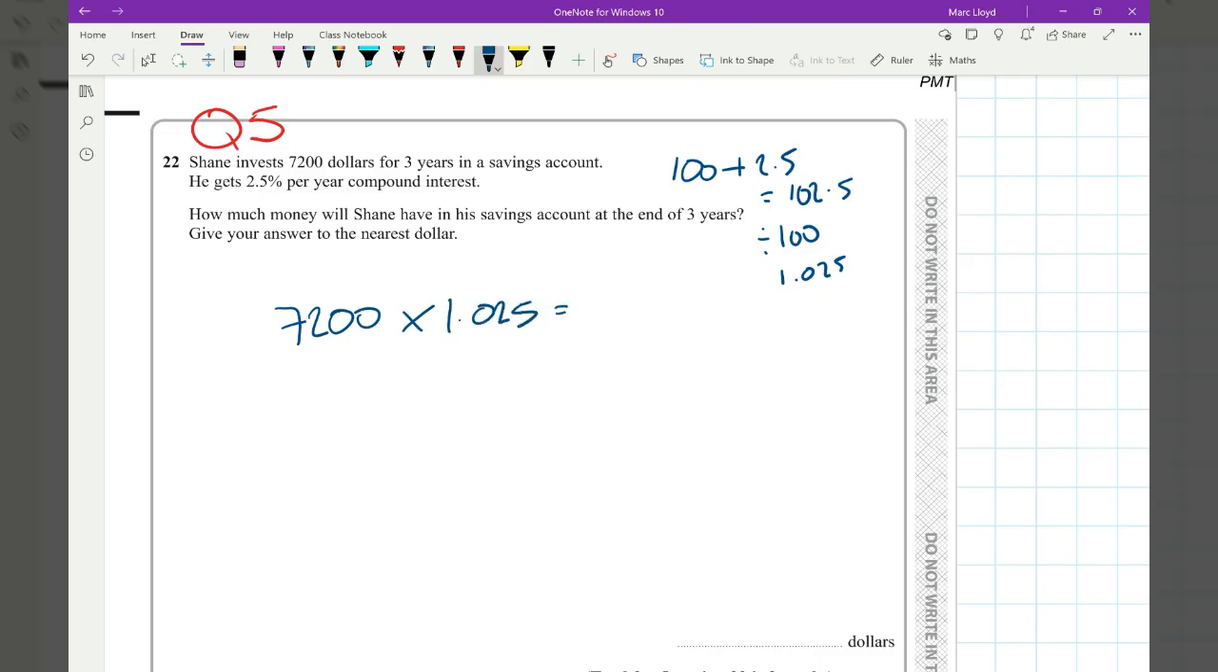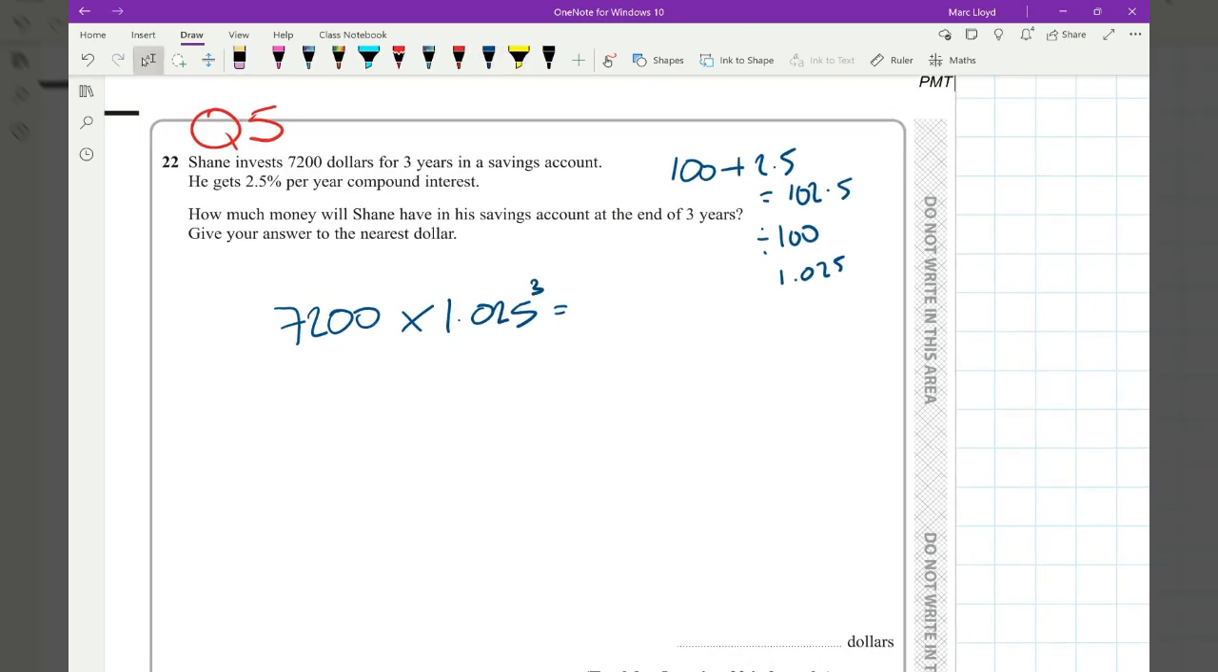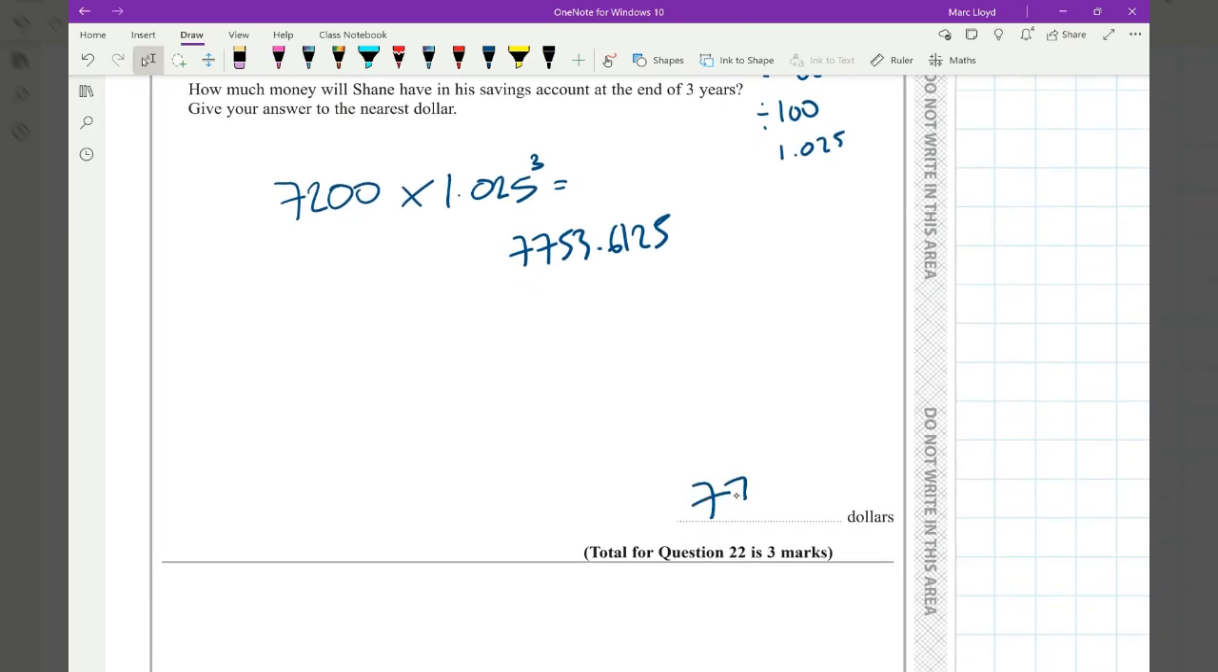Then, of course, because it's going to be compounded over 3 years, we're going to get an increase after year 1, year 2, year 3. We're going to multiply it 3 times, which means we're going to cube that value. So 7,200 times by 1.025 to the power of 3 gives us 7753.6125, and therefore our answer is 7754. It wants it to the nearest dollar, so it's a 4 at the end.